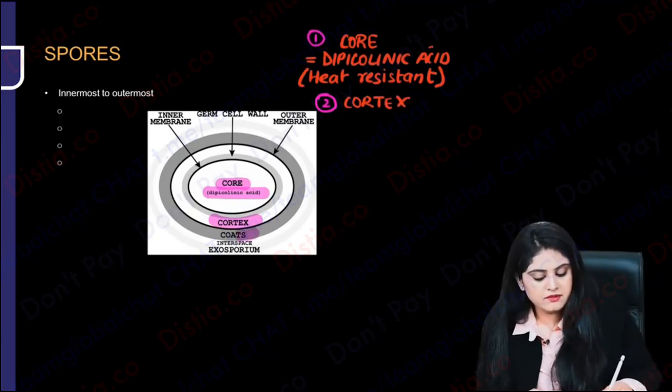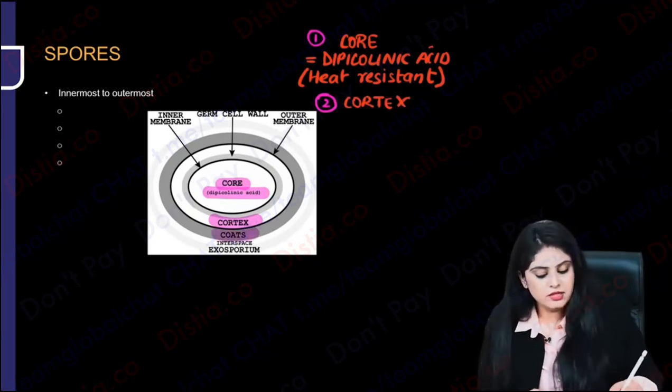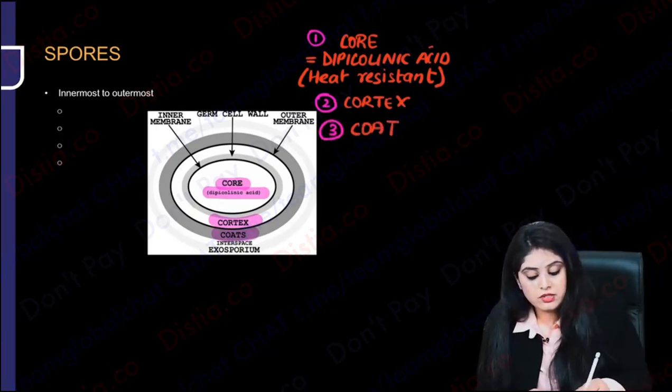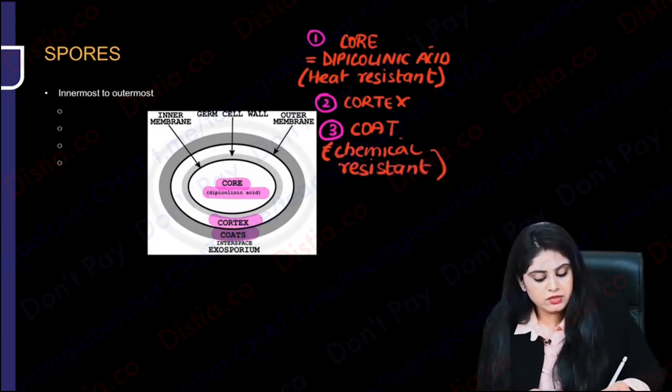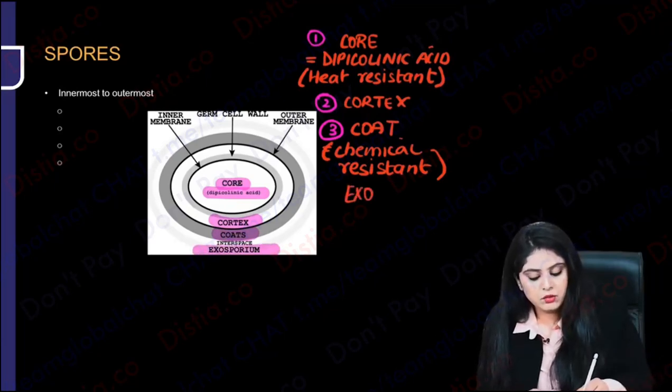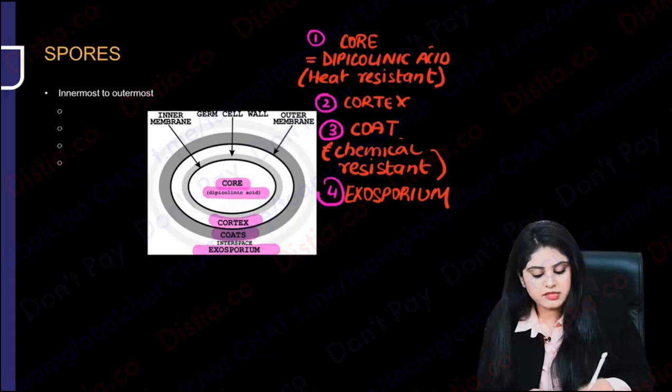Now it's time to make it wear a coat. So the third thing that you have is a coat, and the coat is going to make it chemical resistant. Again, another feature that can help it fight. And finally I go on to the outermost, and that is known as exosporium. Exo means out, exit. Exo means it's on the outermost, that is exosporium.